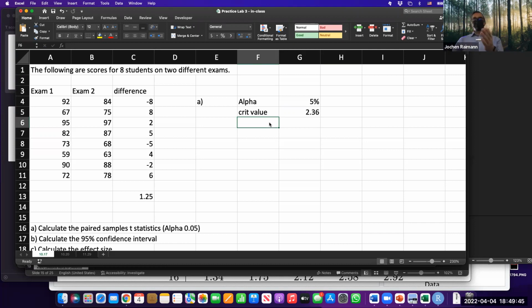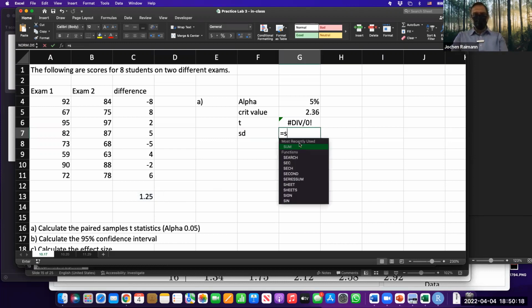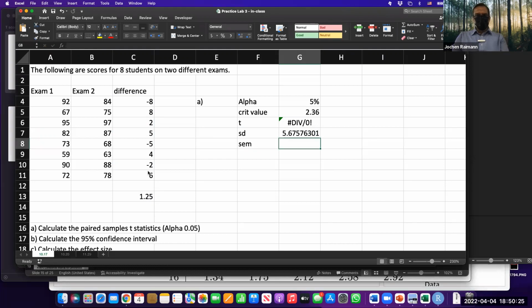And the t is easily calculated by calculating this t-score. We have a difference of 1.25 minus a null hypothesized value, which is 0. We're assuming there was no difference, divided by a standard error of the mean, which we don't have yet, right? So we're taking any random value 2 cells below. Now we're calculating standard deviation, that is STDEV of these differences. And now we need an SEM, which is essentially this divided by this. Can you just click on the SD?